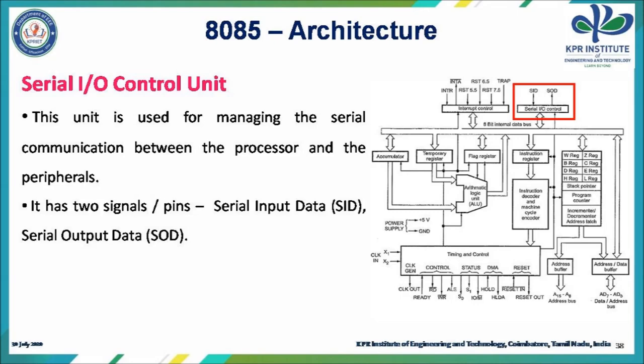The next block is the serial IO control unit, which is used to control the serial communication of 8085 microprocessor. It has 2 pins, SOD and SID, serial output data and serial input data. So this unit controls the serial reception and serial transmission of bits one by one. Whenever the processor needs serial communication, this serial IO control unit will use SID and SOD pins to take the data bit by bit serially inside, as well as to send the data bit by bit serially outside.